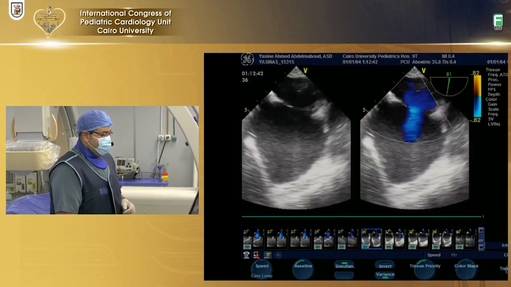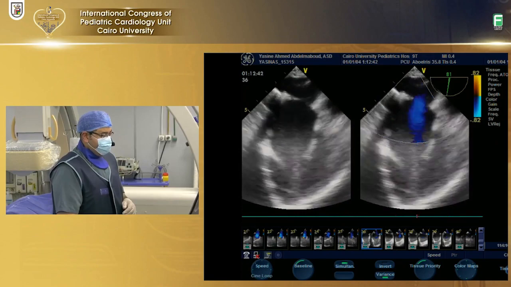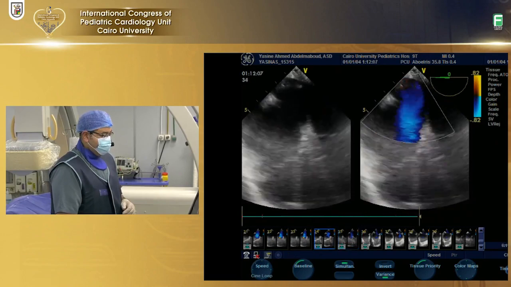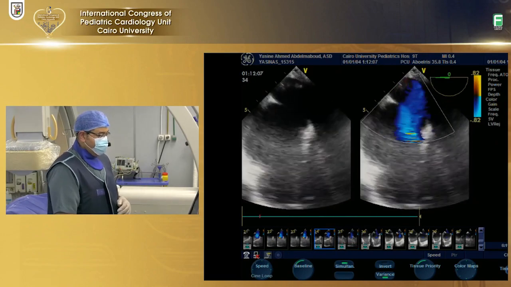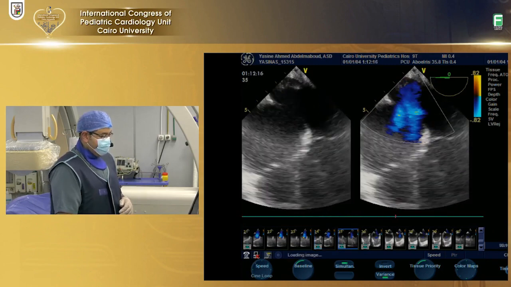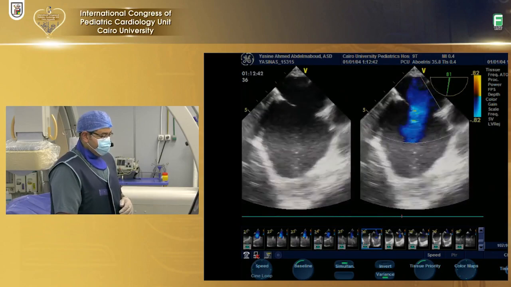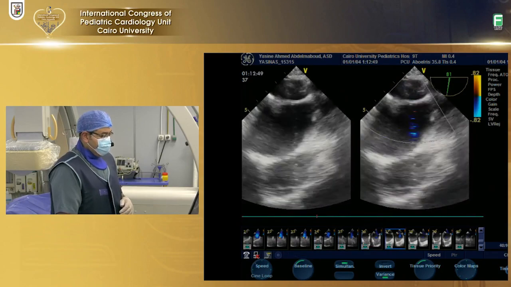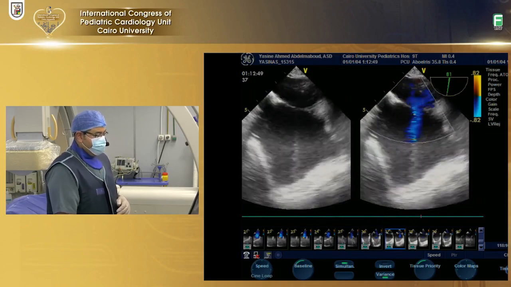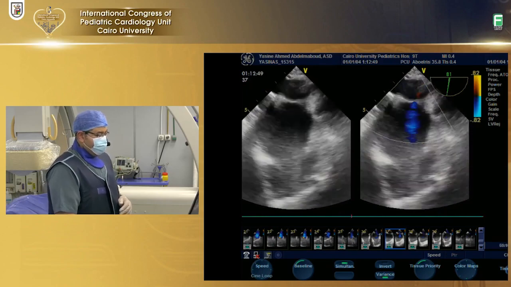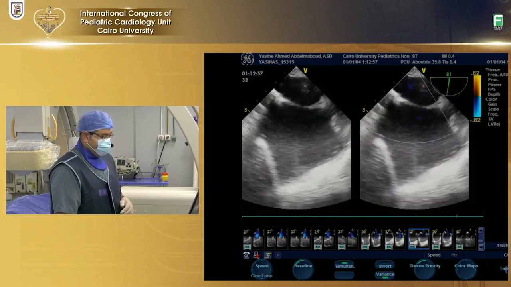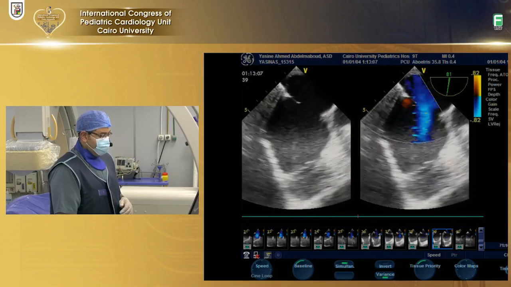When we are going to the bicaval view, the defect becomes smaller in size. So it's mainly going more to the anterior part. Again, here this is the proper bicaval view, showing adequate SVC rim and adequate IVC rim, and the maximum dimension in the bicaval view is around 20 millimeter.